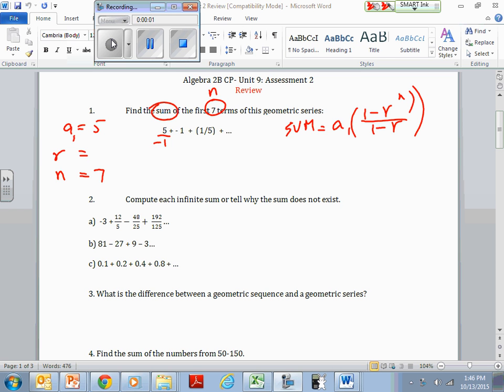Unit 9 review, second half of the assessment. All right. Oh, actually, first half. First and second half. Is this what you meant? 5 divided by -1? I thought the negative one was on top. Good, good. I was just checking. That's what I was checking to see.